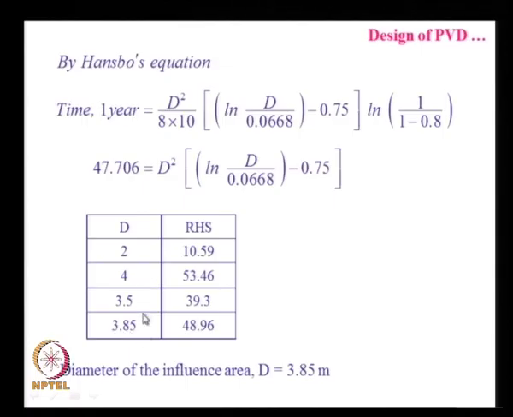Actually there are several trials that were made, but all of them were not listed here, and finally at a capital D of 3.85, the right hand side is 48.96, which is very close to 47.7. So, we can say that the diameter of the influence area D should be 3.85 to achieve 80% consolidation within 1 year time using these particular PVDs.